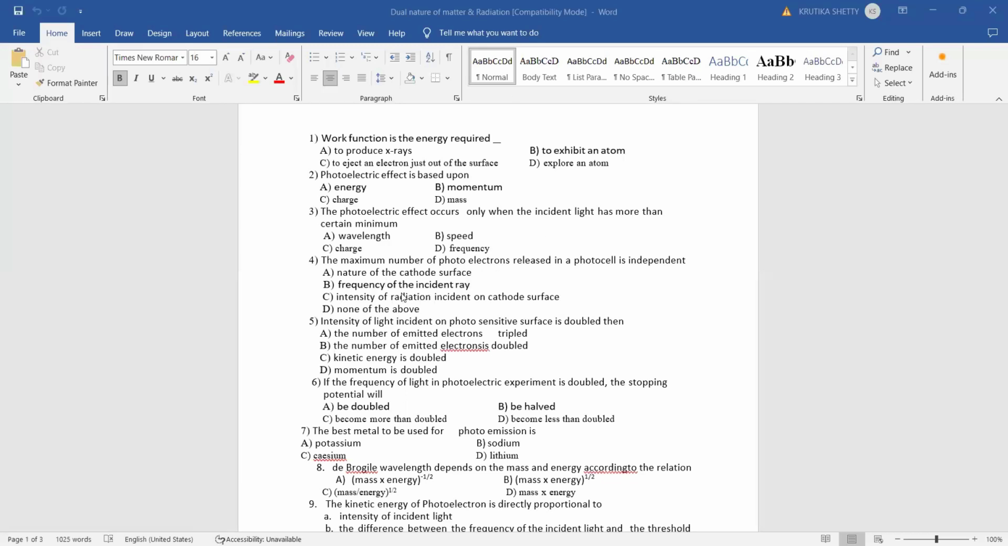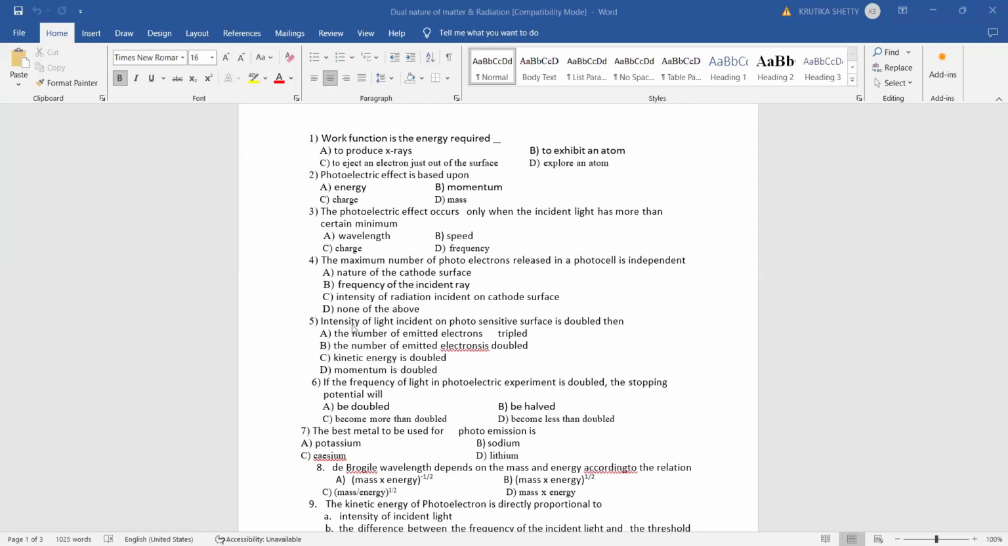Nature of the cathode surface, frequency of the incident light, intensity of radiation incident on the cathode surface, none of the above. It is option C, students. It depends on the frequency, but it does not depend on the intensity. Option C is the correct answer. So it is independent of the intensity of radiation incident on the cathode surface.